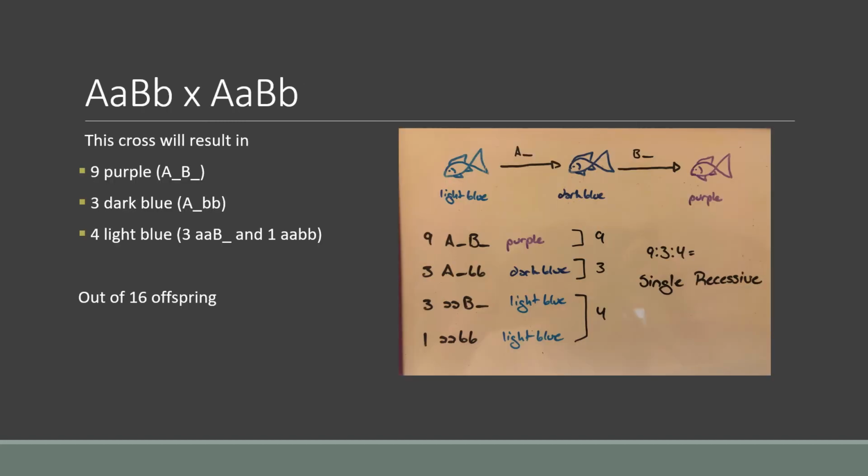So an example cross will be 2 heterozygous parents. This will just result in the same progeny as we went over in the previous slides, which will be 9 purple, 3 dark blue, and 4 light blue, since this is single recessive epistasis. And this is out of 16 offspring.